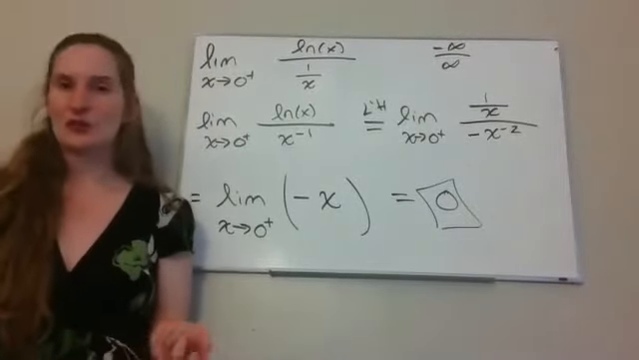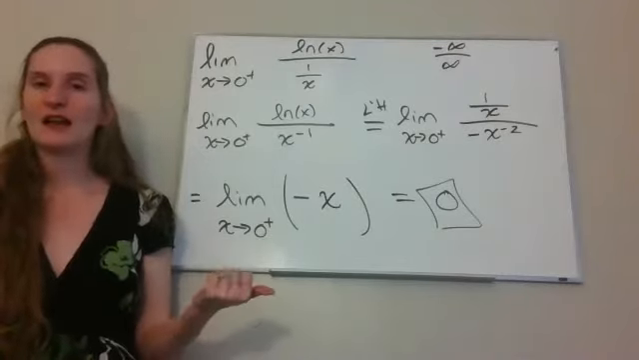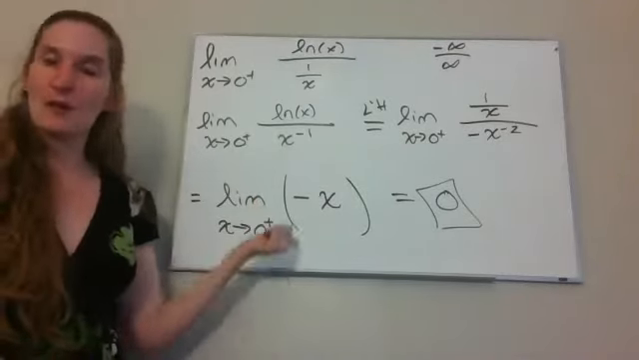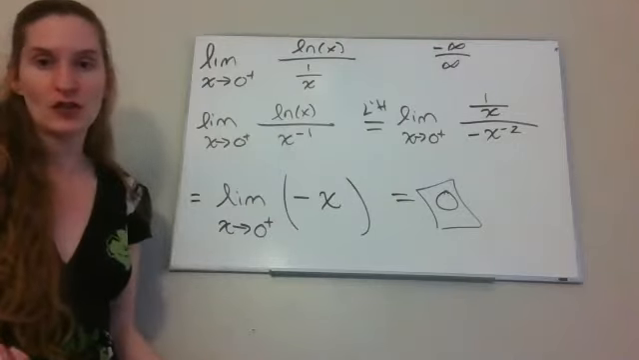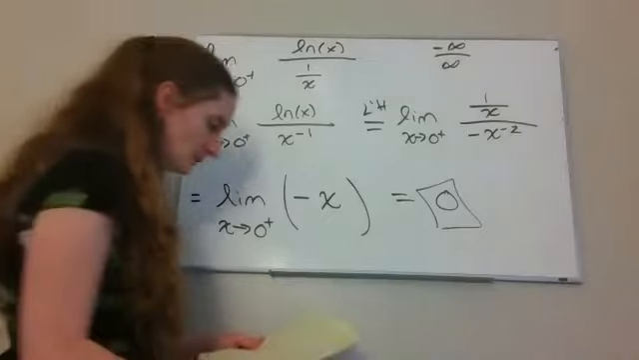So if you have a situation that's a 0 times an infinity, you just have to rewrite the problem so that you're dividing by 1 over one of your two functions. And then you'll be in the proper situation to use L'Hopital's rule.